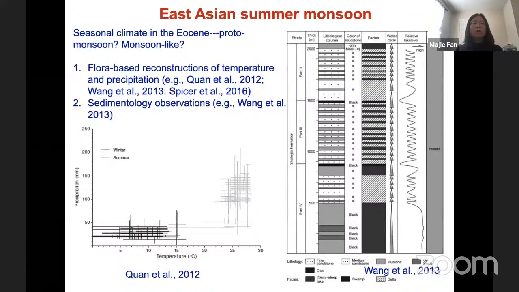Okay, so zoom into the East Asia area. We know today that's where the East Asian monsoon prevails, okay? So there has been some study conducted to show that the Eastern Asian summer monsoon perhaps started in the Eocene time. And because we still do not understand the climate elements that well, we also wonder if the Eocene monsoon was really driven by the same mechanism as the modern monsoon. So in the literature, we call it proto monsoon or monsoon-like, and we're a little bit cautious on that.